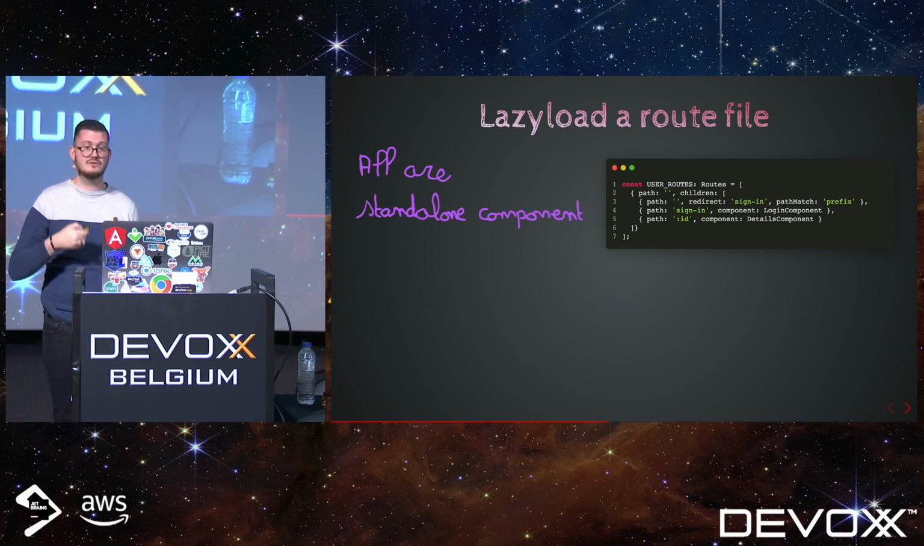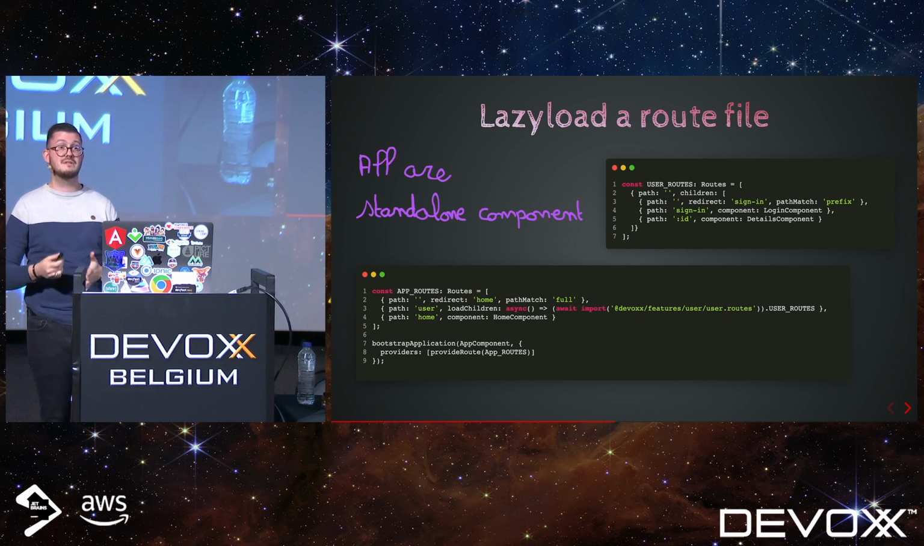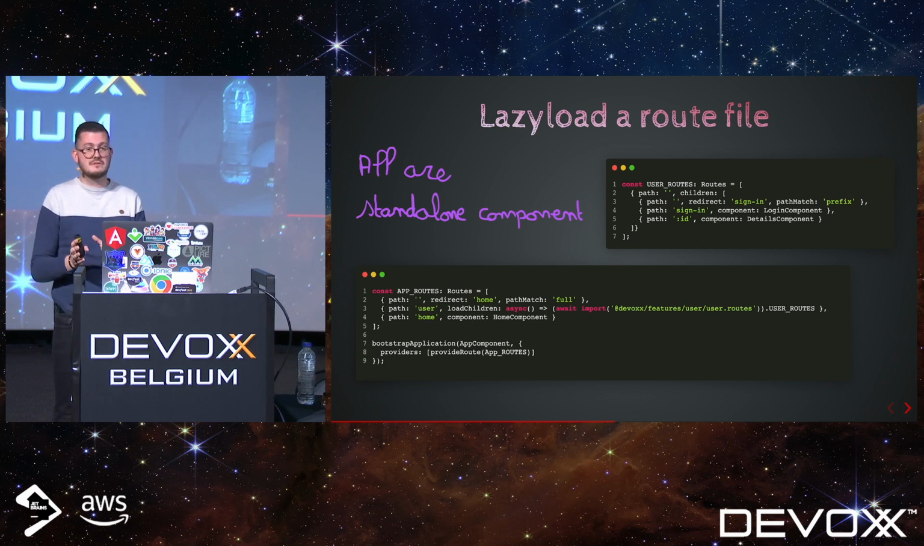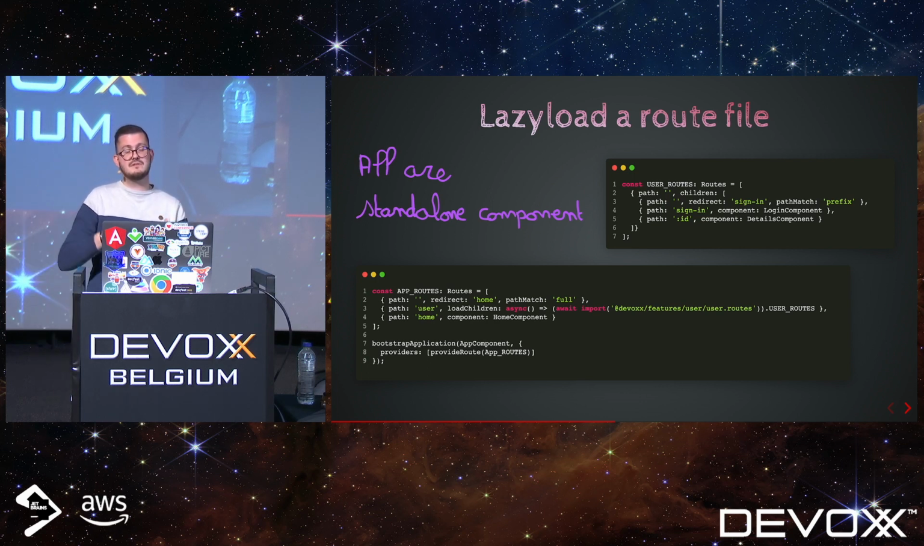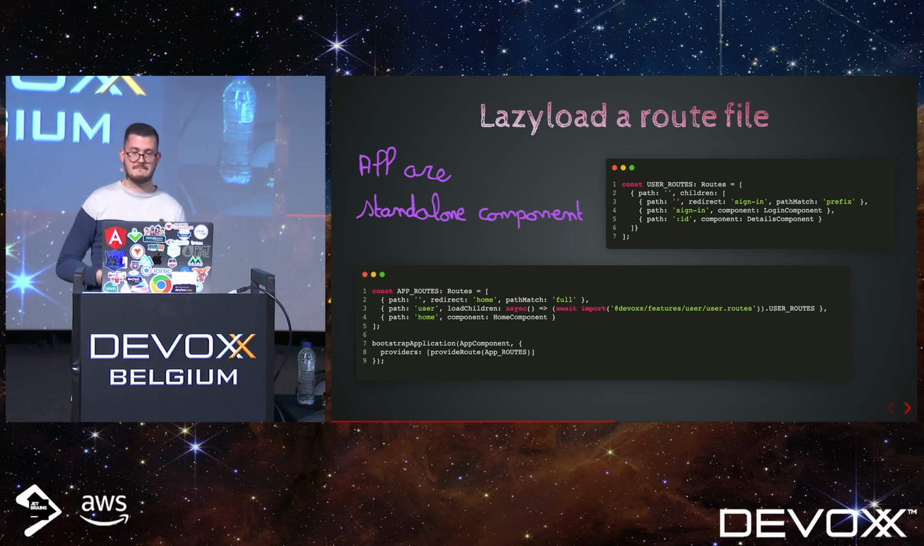And to lazy load your route file, very easy. Use the loadChildren property as you could do before. The only change is you must import your route file. So if you want to lazy load a module, you must import your module file. But if you want to lazy load a route file, you must import your route file, okay?